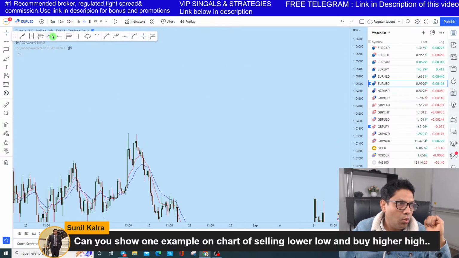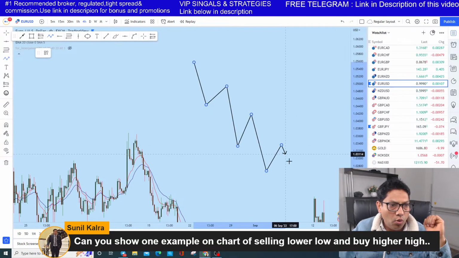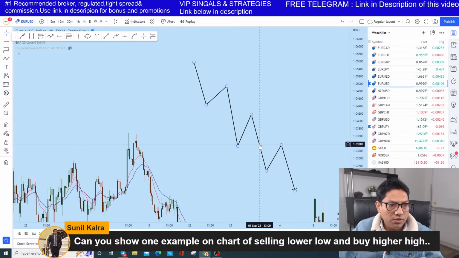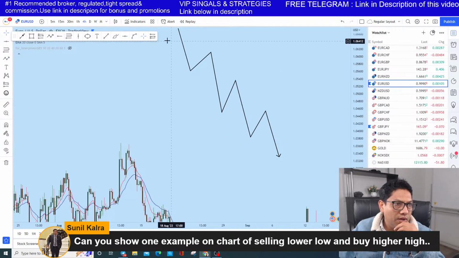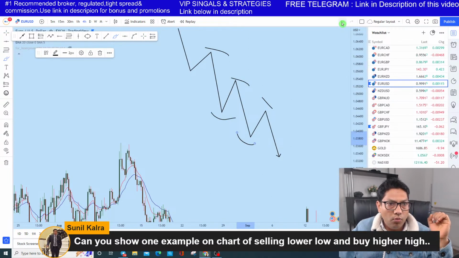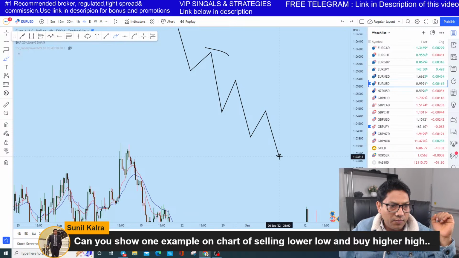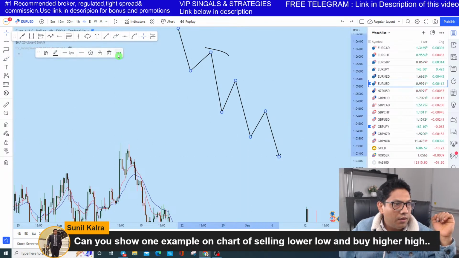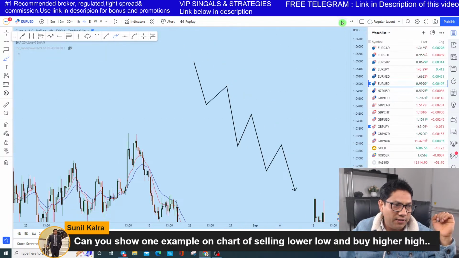Let's say you see a market that is trending downward, creating a series of lower highs and lower lows. So this is a downtrend. Now let's say the market is here. Where do you sell? Let's see it in a real chart example, then it's easier.